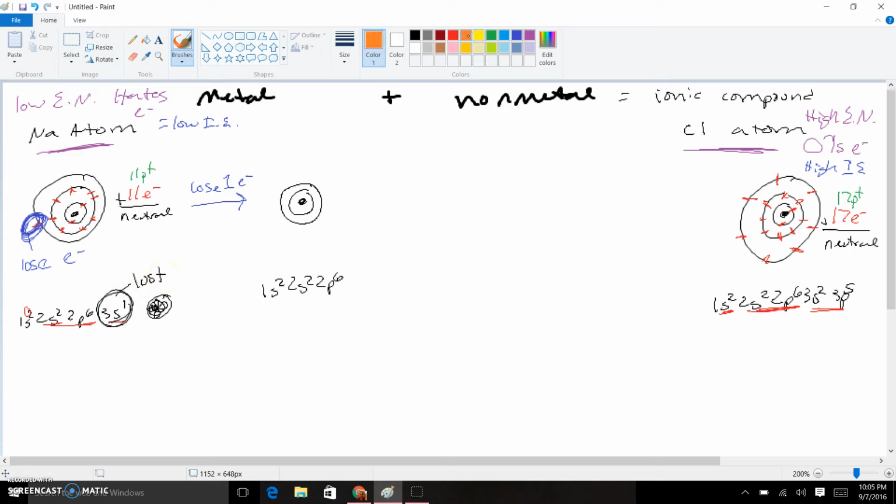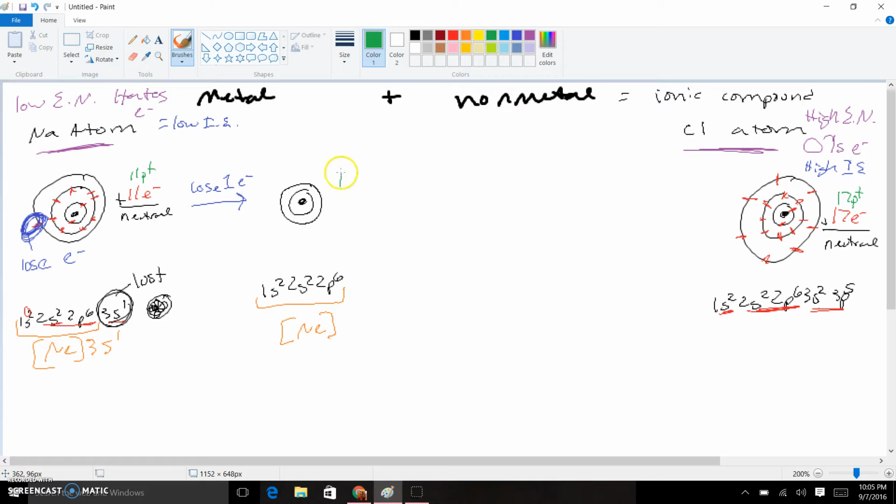Let's take a closer look at this electron configuration. If I did the shorthand for sodium, this would be neon 3s1. Now, I really only have neon left. So the question is, did I actually make neon? Is this a picture of neon? And the answer is no.